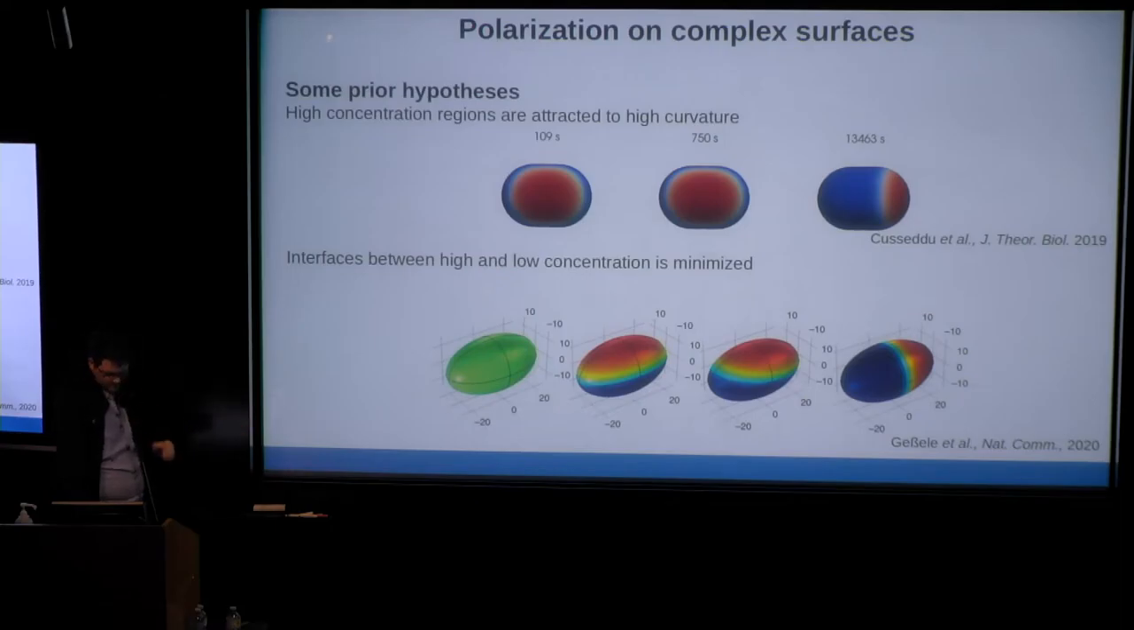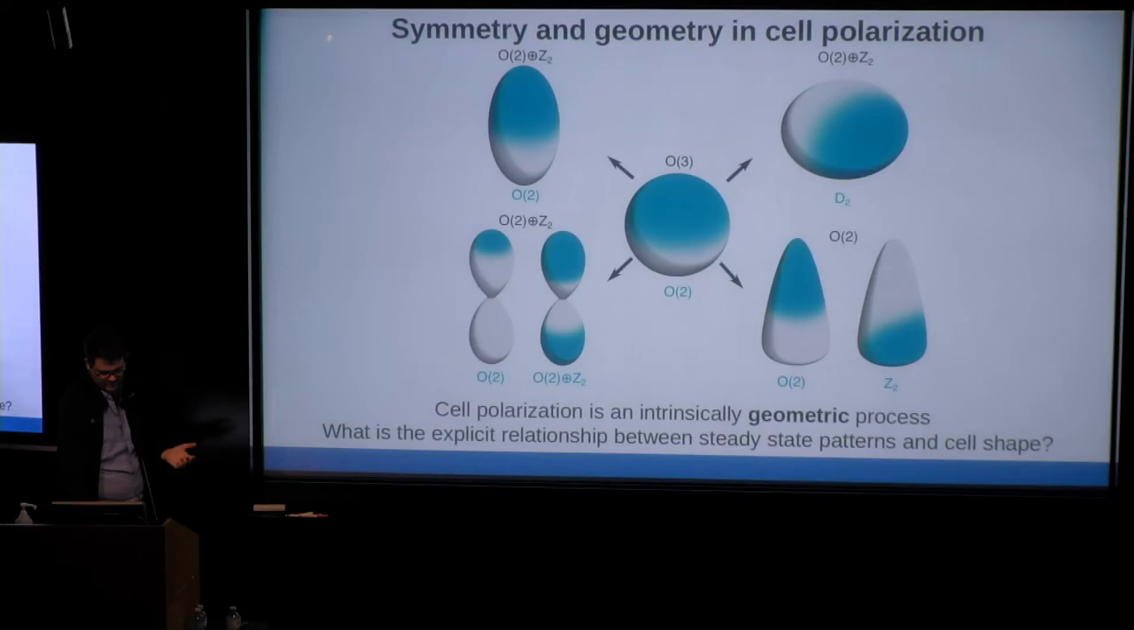A big limitation for these studies is it's just hard to understand basic rules here. And the reason for that is because they're complicated. So in particular, these are a bunch of surfaces, and we simulated a bunch of different solutions to a polarization reaction diffusion system on these surfaces.